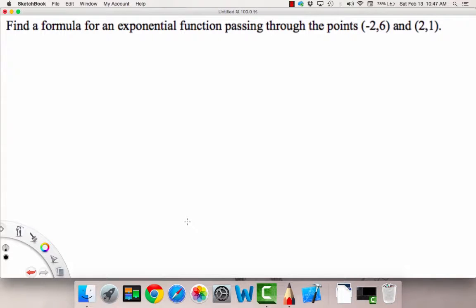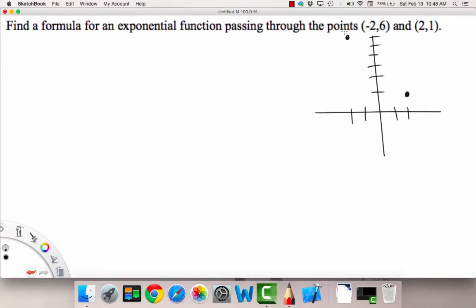The question is, what can we do with these exponential functions, and what kind of problems could we run into? So here's one. It says find a formula for an exponential function passing through the points (-2, 6) and (2, 1). If we were to graph this, we would have -2 here, 2 here, and 1, 2, 3, 4, 5, 6. So we'd have something like this, and then the other point over here.